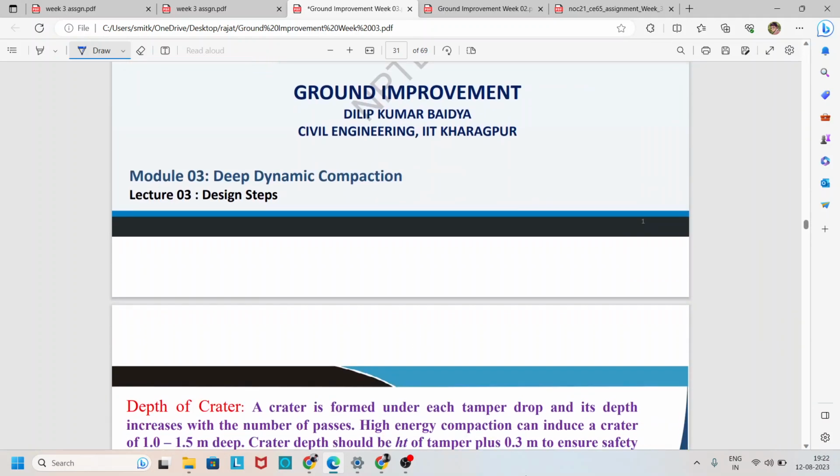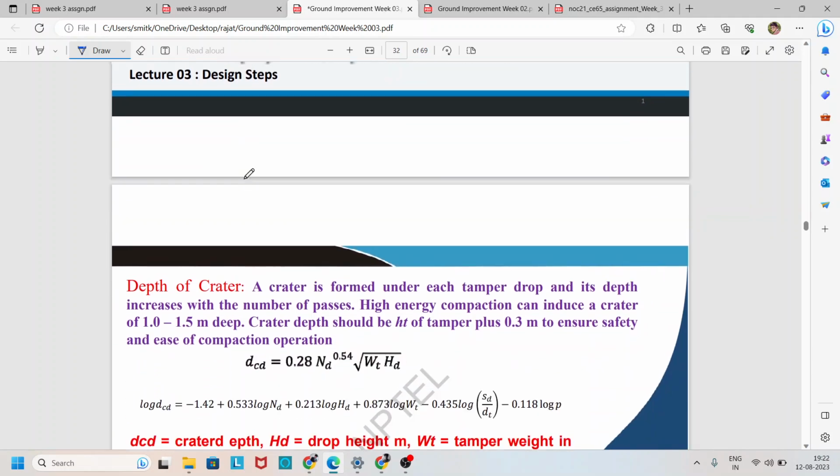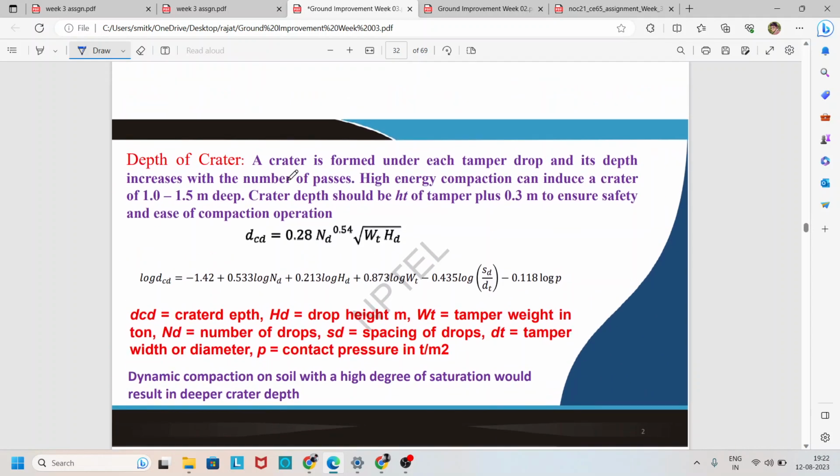In the next module, we have to be very quick because the time is running out. In lecture 3, we discuss the depth of the crater. A crater is formed under each tempered drop, and the depth increases with the number of passes. High energy compaction can induce a crater of 1 to 1.5 meters deep, and the crater depth should be the height of the temper plus 0.3 meter to ensure the safety and ease of the compaction operation.